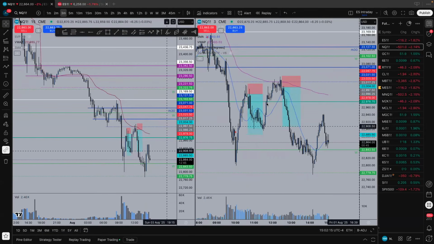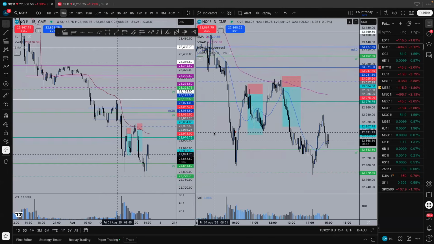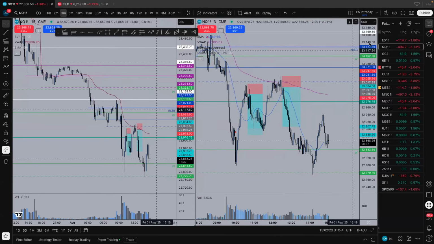I have a few markups here. So this is my actual chart from today, but I'm going to go to a clean chart and we're going to break things down. And then I'll come back to this and show you where we are at.